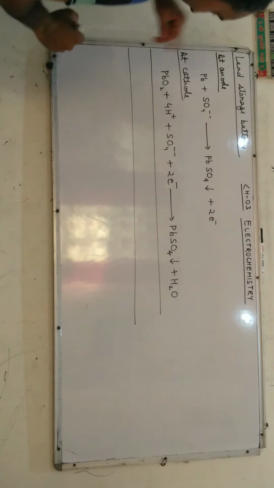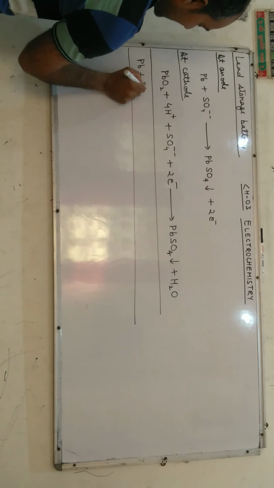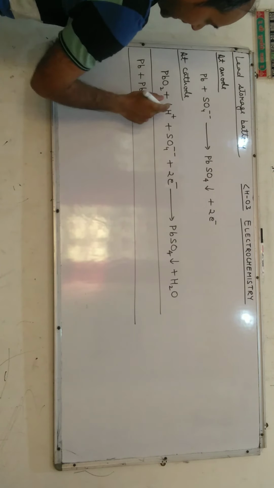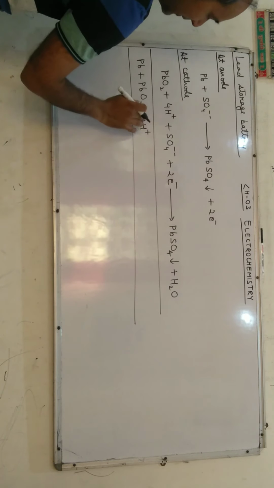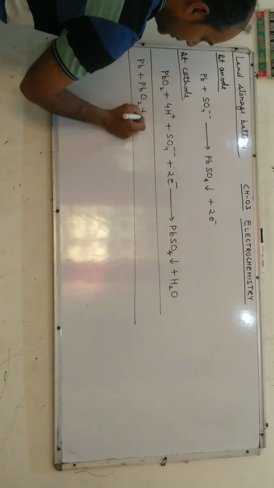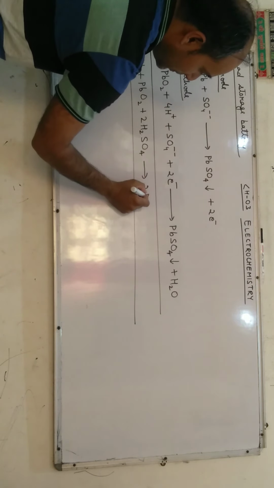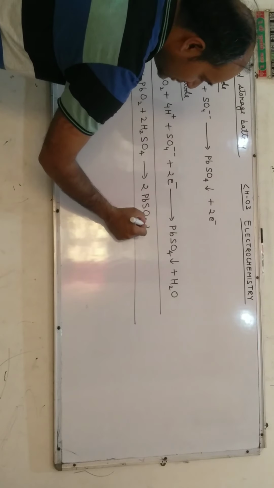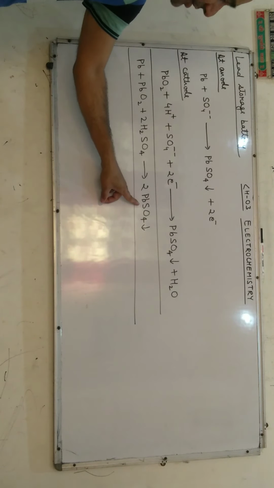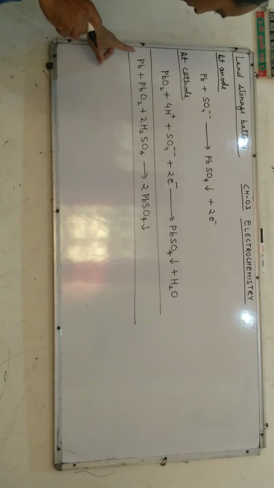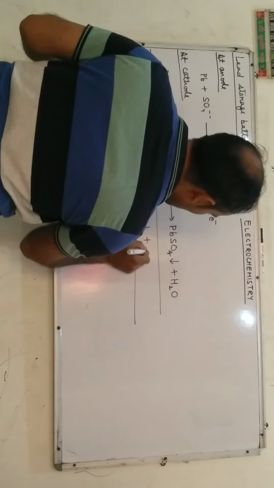we are adding these equations. We get lead plus lead oxide, here the 4H positive is there and 2 sulfate is there, so you can write it 2H2SO4 gives 2PbSO4 plus 2H2O. PbSO4 is obtained as white ash on the terminal of battery.